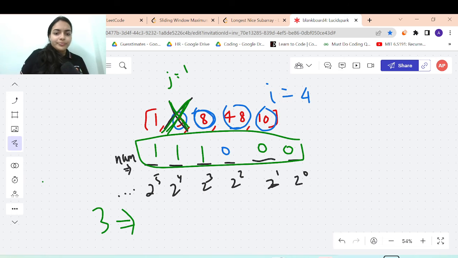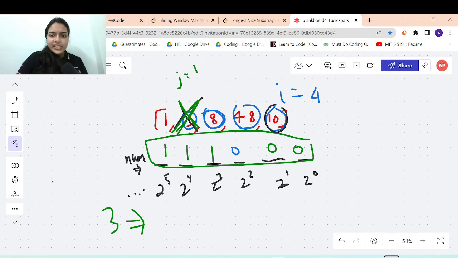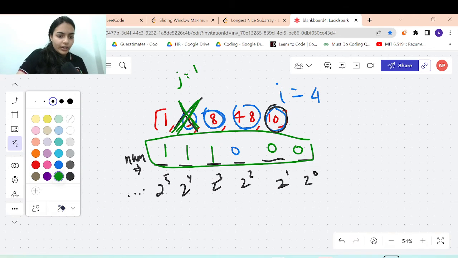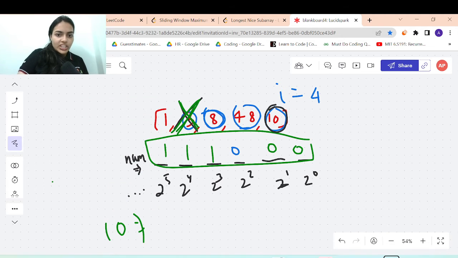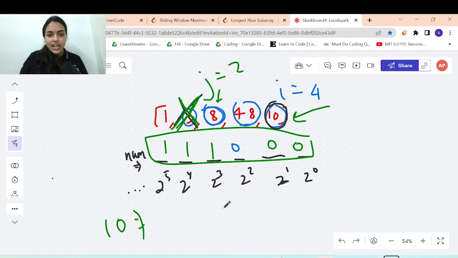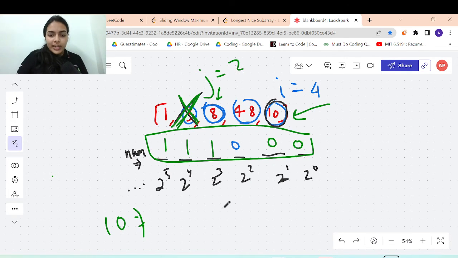Okay. Now what we can do, we can again check if 10 still has a problem with this number. Let's again check. So now we have to write the binary representation of 10. Before we write that, by the way, when we have removed 3, we will move the J pointer forward. Now let us check the binary representation of 10 again to see if it still has a problem with the number. What is 10? 10 is 2 power 3 plus 2 power 1. Okay, so this is 10.